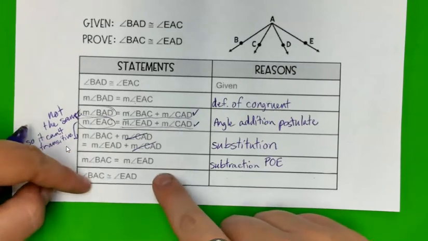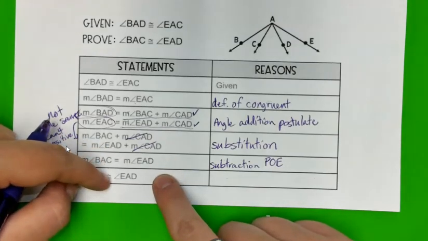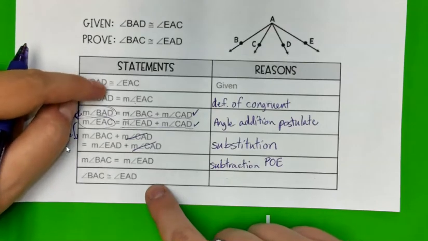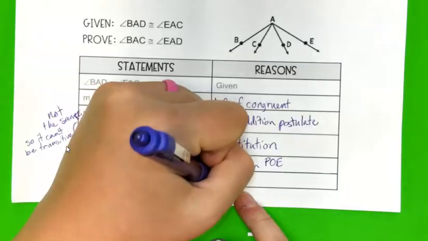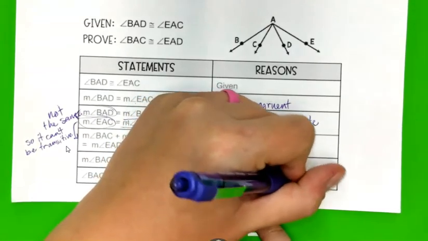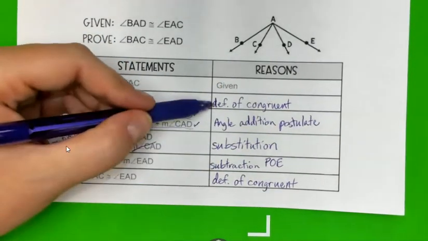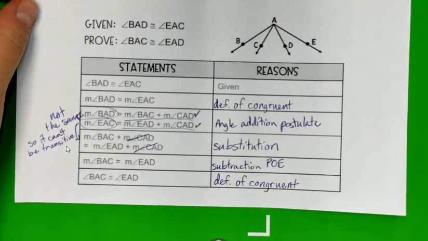Then from here to here, nothing changes except it goes from equal to a congruent symbol. So it's the same thing as what happened up here, just backwards, and it's going to be the same reason: definition of congruent. And yes, it is perfectly fine to have the exact same step multiple times within your proof. It's not an issue at all.